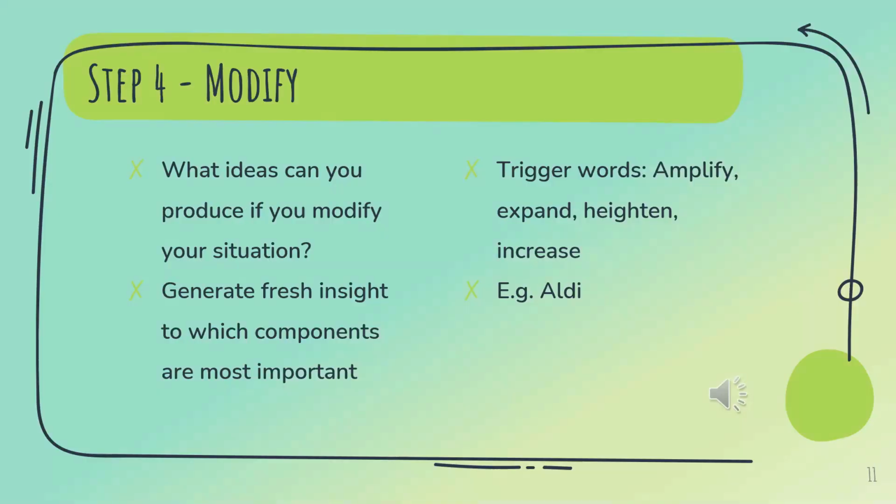Or M for modify. This focuses on asking the question about what ideas could be produced if the organization modifies the situation or the problem. Some questions to ask here. Can an aspect or product of the service be changed to enhance it? What can be added to change the product? Or what would happen if we modified the process? An example of modifying would be Aldi, due to COVID-19, now offering delivery service in selected regions.